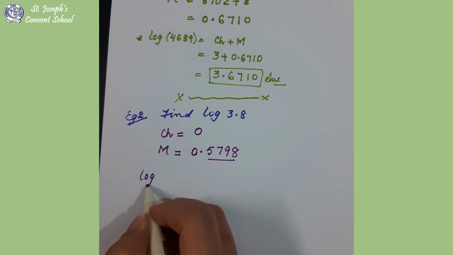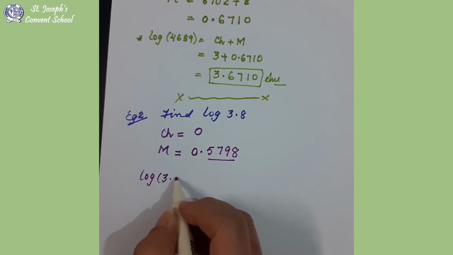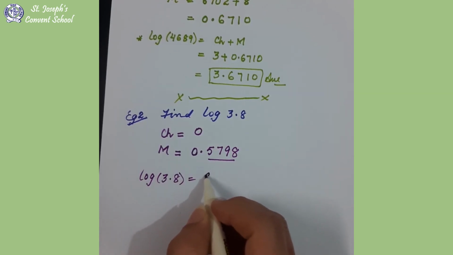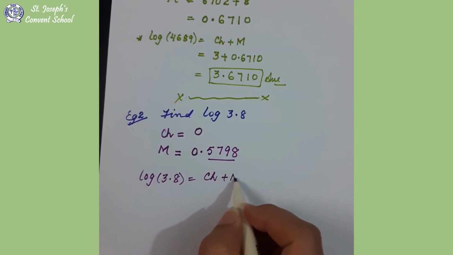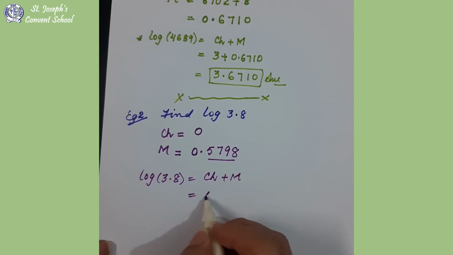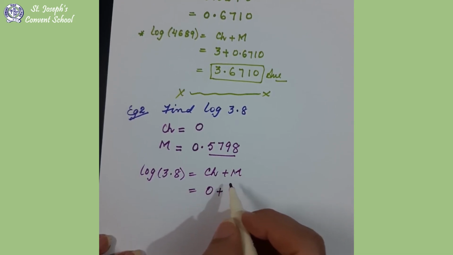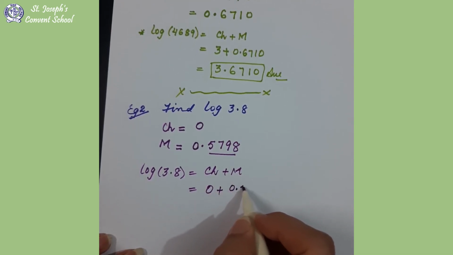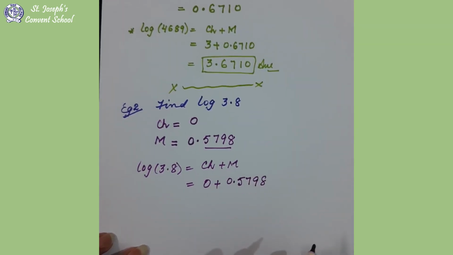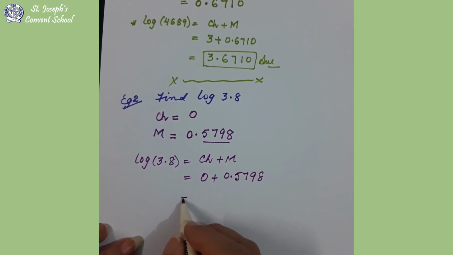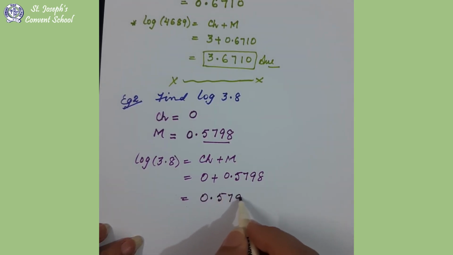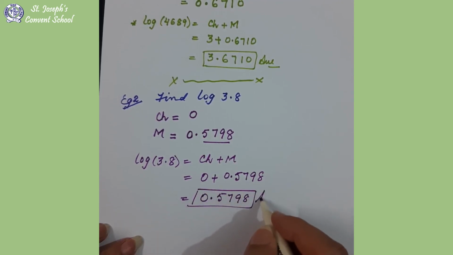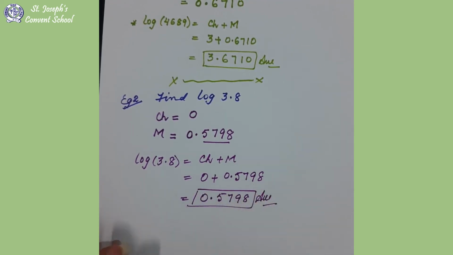The last step: log of 3.8 is equal to characteristic plus mantissa. So the characteristic is 0 plus 0.5798. When you add these two, the answer will come 0.5798. Okay, so this is the answer.